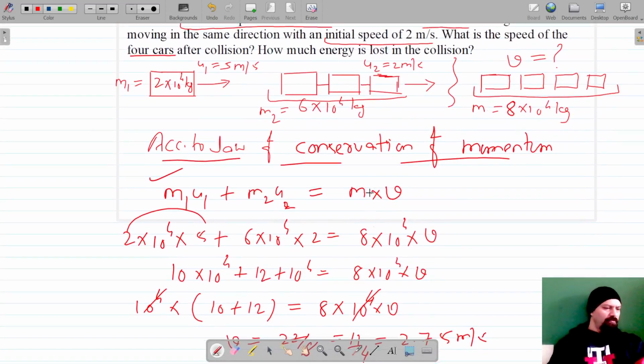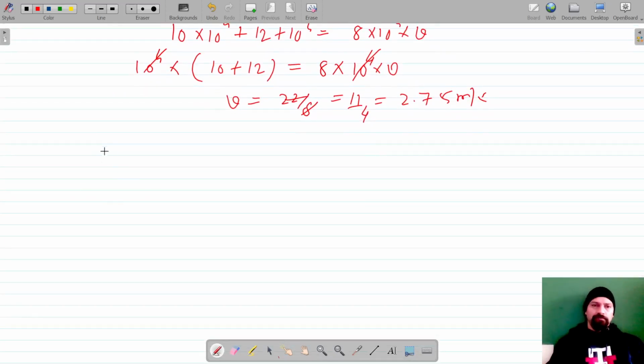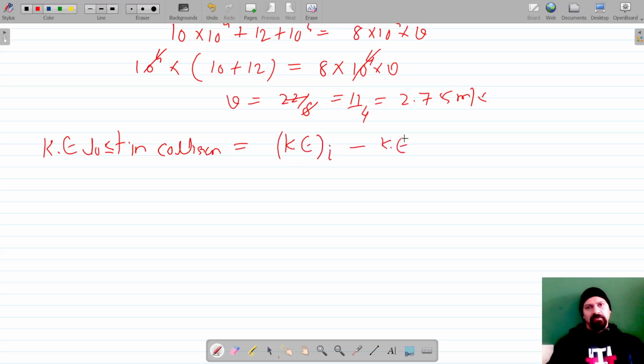And now we have to find the energy lost in the collision. Energy is lost, which means that the initial kinetic energy of the system is greater than the final kinetic energy of the system, so we just have to subtract. So now we are going to find the kinetic energy lost in the collision, and that is the initial kinetic energy of the system minus the final kinetic energy of the system.